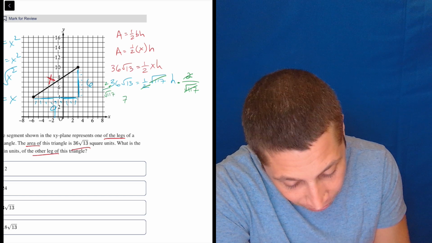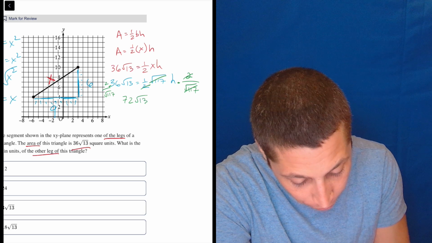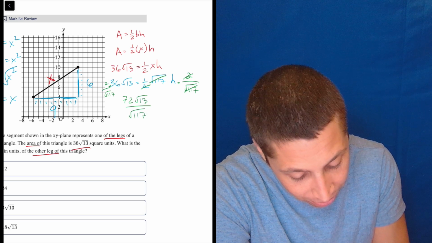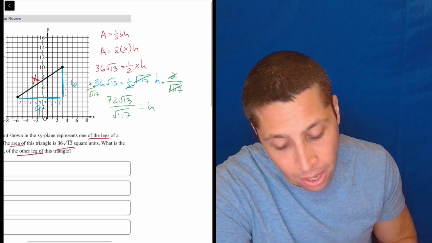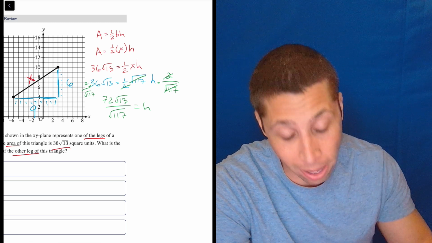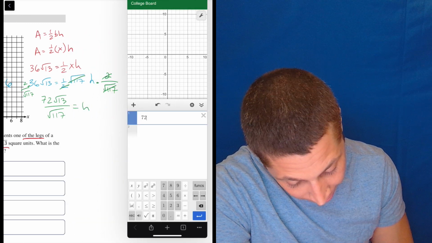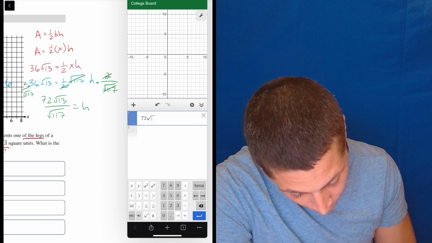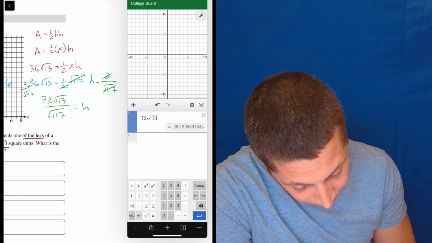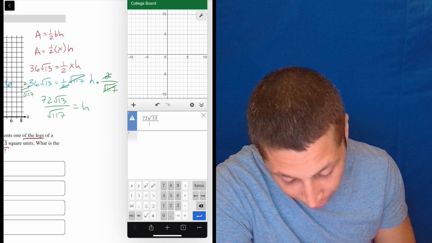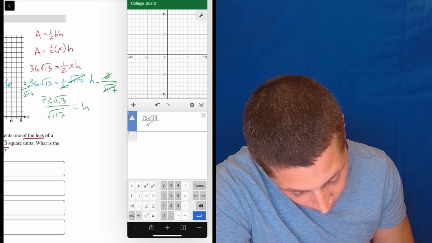So I'm going to get 72, right? Radical 13 over radical 117. And finally here, I think even College Board would agree, let's go to the calculator and just tell me what that is. 72 square root of 13. And that has to be divided by, good, make sure your divisions are working right, 117.